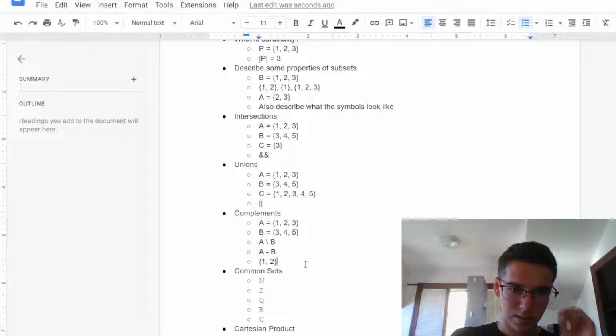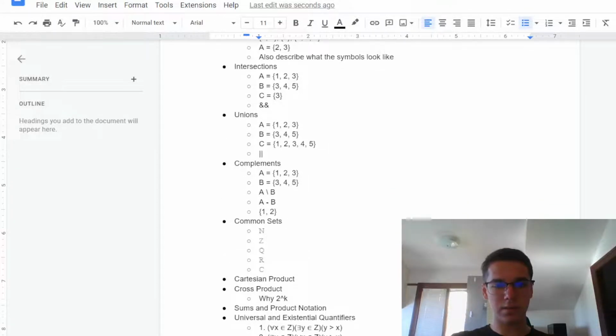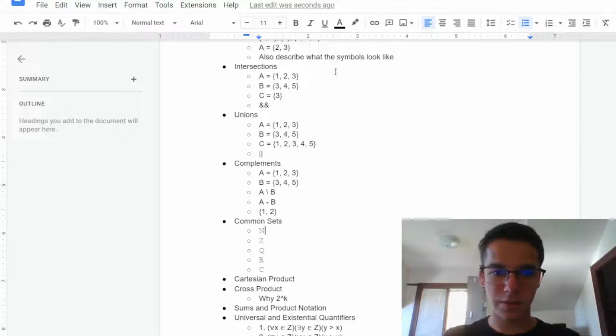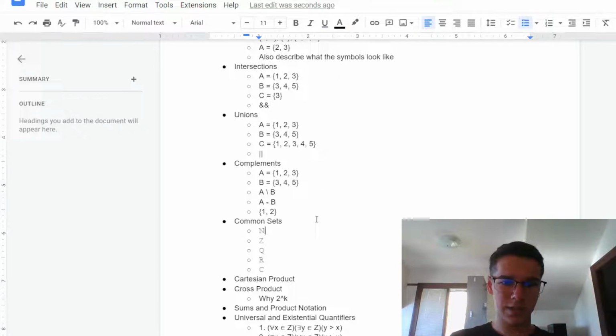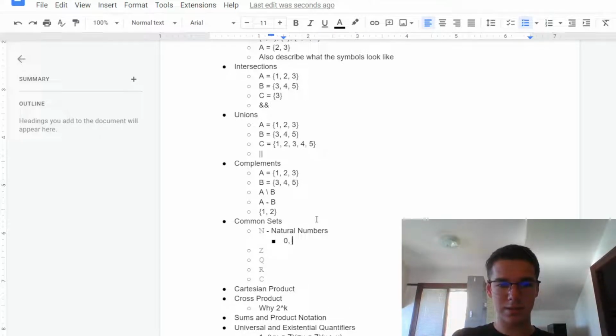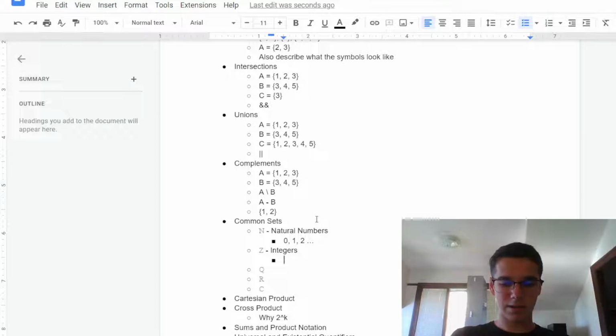Okay, so that's complements. Next, we're going to talk about common sets. These are the 5 common ones, and you could think of them as going in order of encapsulation. At the smallest level, we have natural numbers, which are the countable ones. So this is 0, 1, 2, to positive infinity. Next, we have integers, which is a larger set of numbers. That would be negative 2, negative 1, 0, 1, 2, all the way up to positive infinity, and all the way down to negative infinity.